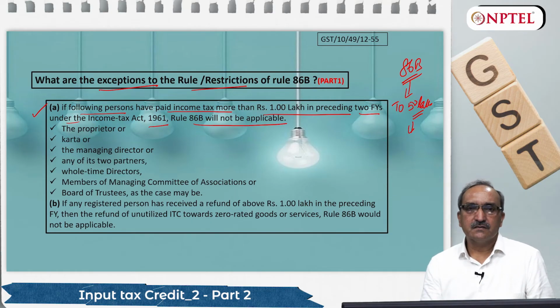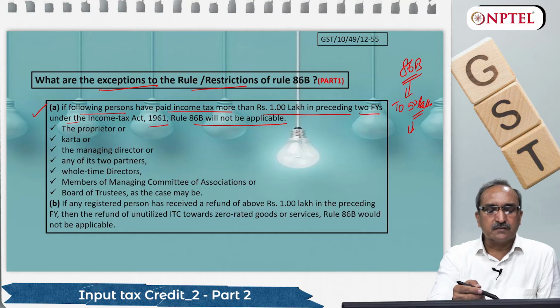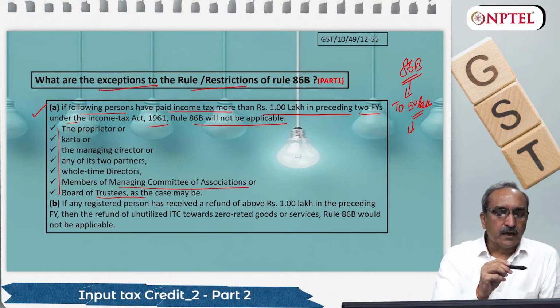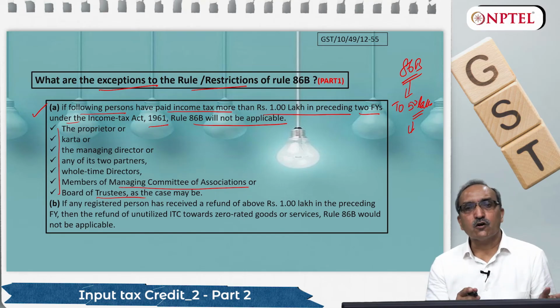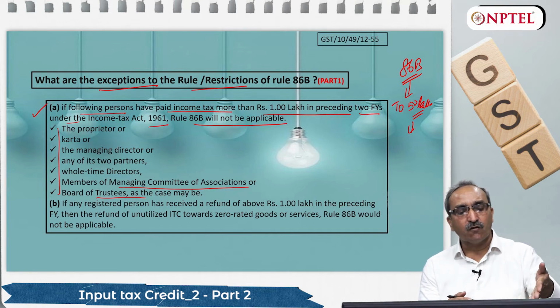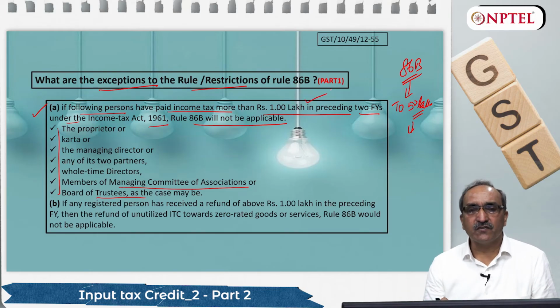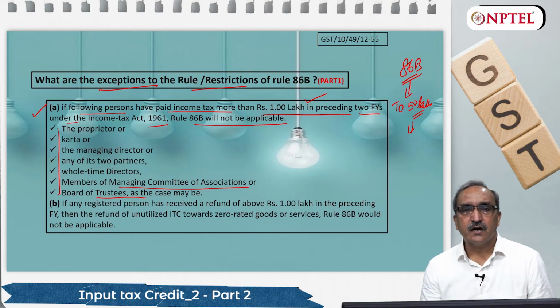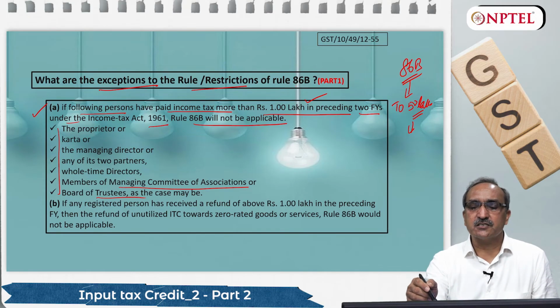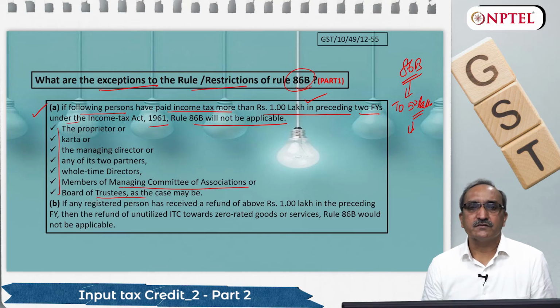So any person as listed here: proprietor or karta, managing director, any 2 partners, whole-time directors, members of managing committee of association, board of trustees, etc. If all these people have paid income tax, we are talking about GST, but the provision says if any of the following people, those having business, have paid income tax of more than 1 lakh rupees in the previous 2 years under the Income Tax Act, then Rule 86B is not applicable even if your turnover is more than 50 lakh rupees.